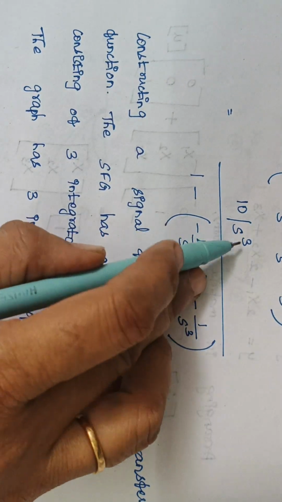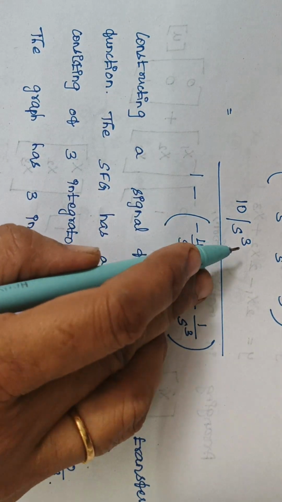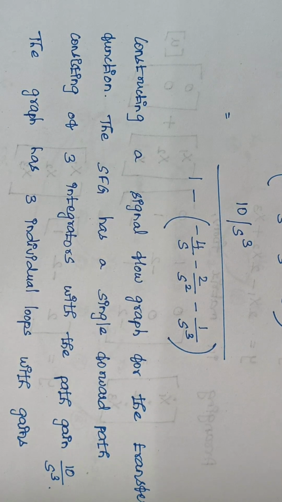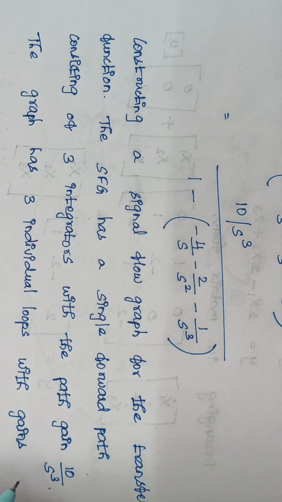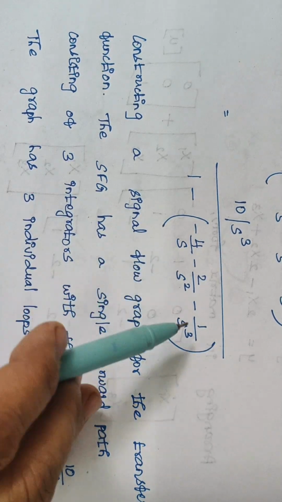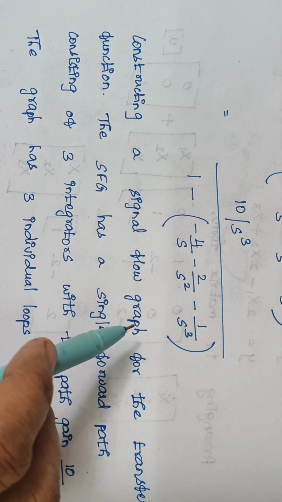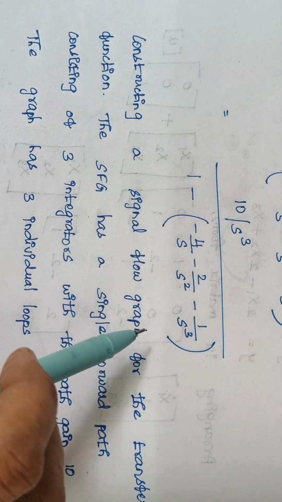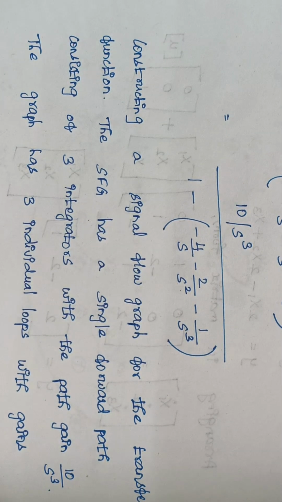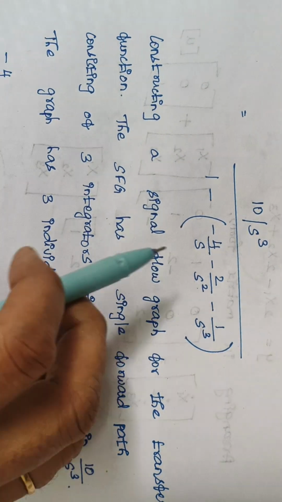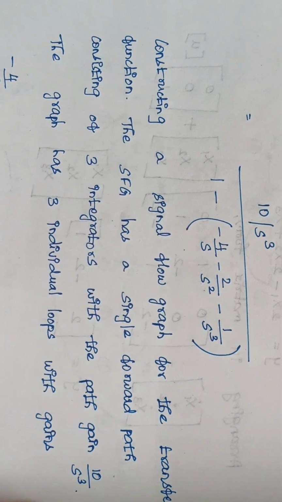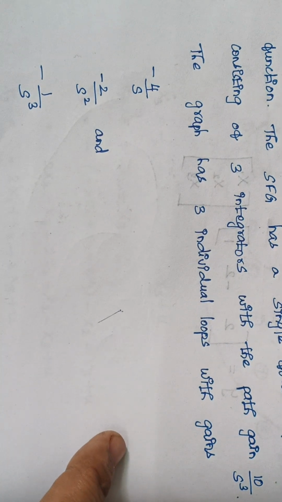Since I am having s to the power 3, that is 1 by s cube, it means that it has 3 integrators, right? 3 integrators, and the gain is 10 by s cube. And when you look at the denominator part, here we are having 3 individual terms. This means that this has 3 individual loops, right? So the graph has 3 individual loops with respect to gains. What are all the gains here? You see here the gain is minus 4 by s, minus 2 by s square, and minus 1 by s cube, right? This is what I had written here.